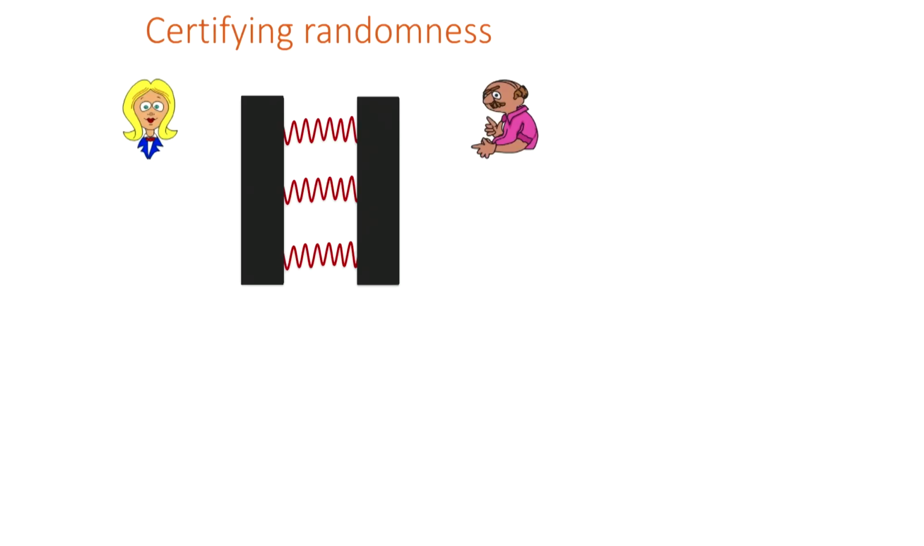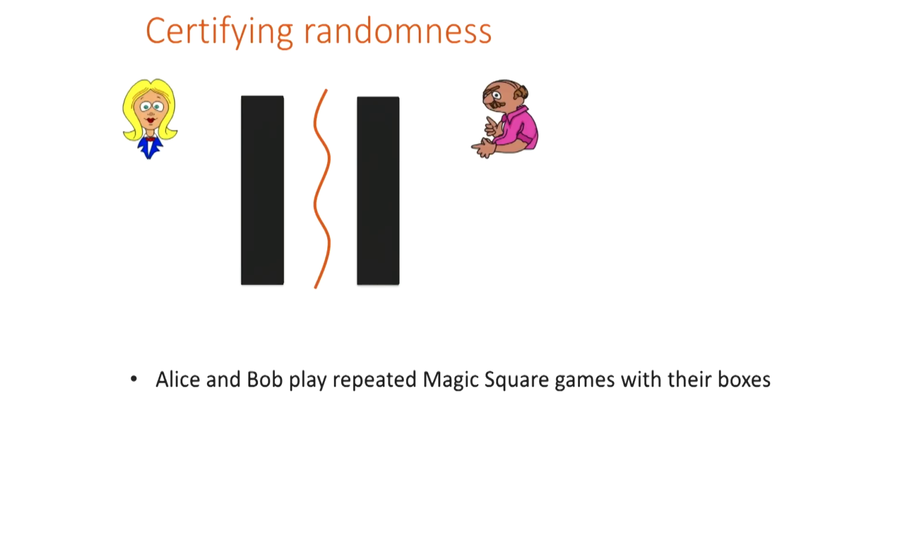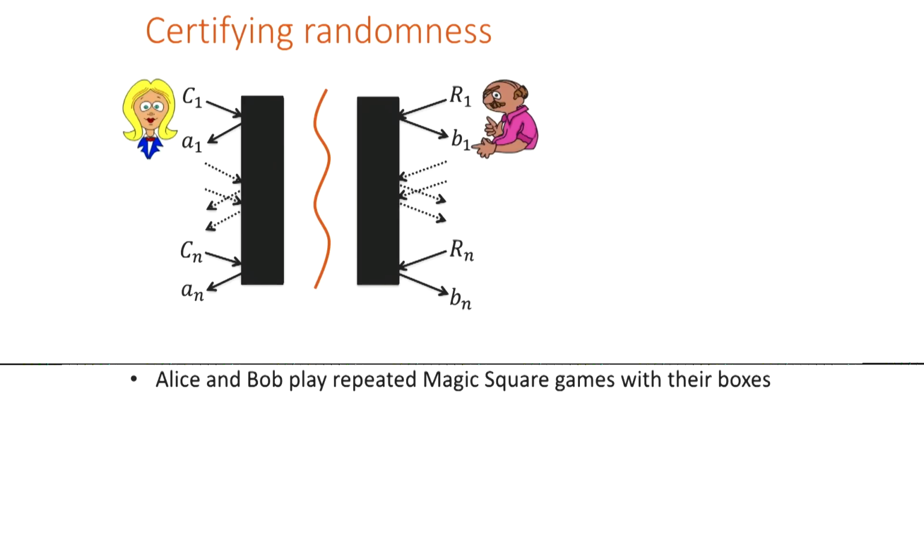Could be entanglement, could be not. I don't really need to know. I need to know there's no communication. And then my test will be this. I'll ask my random number generator to play in this game. I'll input questions, a column then a row, collect answers, repeat this many times, and check.